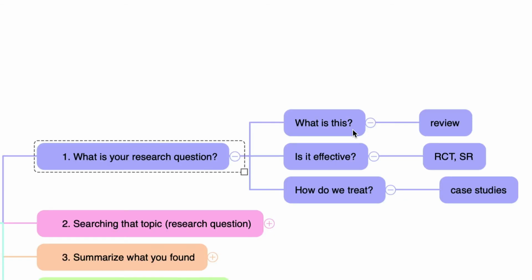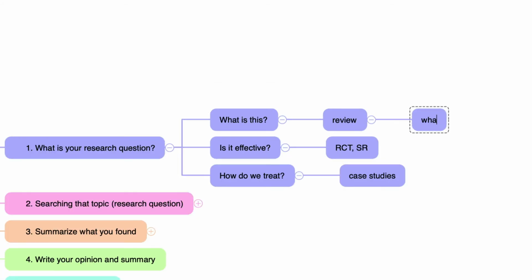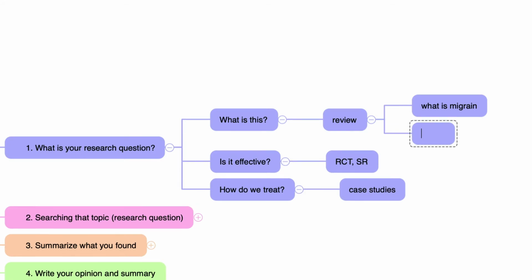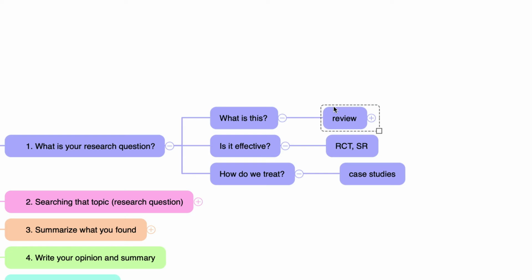And research questions can be divided into mostly 3 different categories. First, what is this? The questions like, what is migraine? Or what is moxibustion? What is PCOS? So in some cases, you will need to do research about these kinds of simple topics. If you want to answer these questions, review studies are the best form of study to answer these questions.